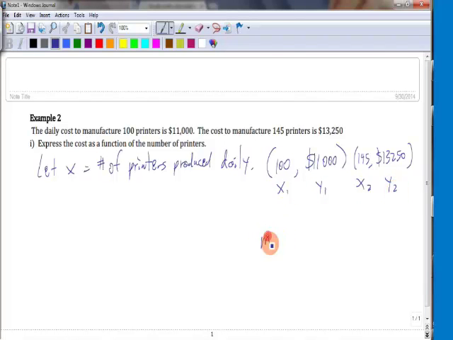M equals $13,250 minus $11,000 divided by 145 printers minus 100 printers. And in these application problems, the linear application problems that involve slope, we want to keep in mind the units that are involved in the numerator. We've got dollars up in the numerator, and the units in the denominator, we've got printers.